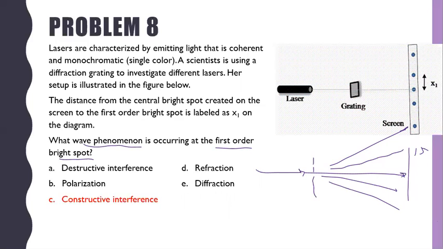Well, what happens is that light from different openings in the diffraction grating are going to meet up and have constructive interference. If I have two openings, the light from the bottom opening travels one extra wavelength compared to the light from the top opening. So they start out in sync, one travels one extra wavelength, and they're back in sync again at the first order. Constructive interference. In between the bright spots, you have destructive interference. You'll have darkness.